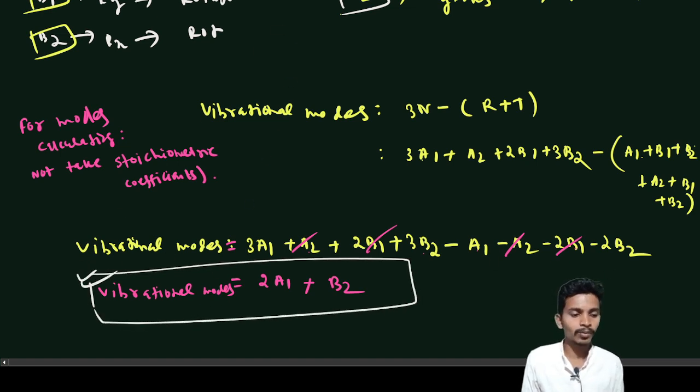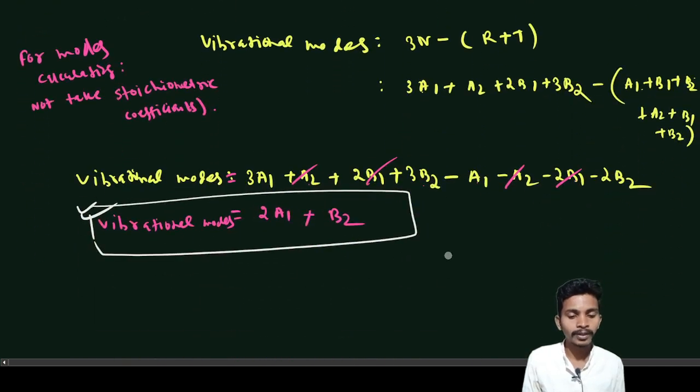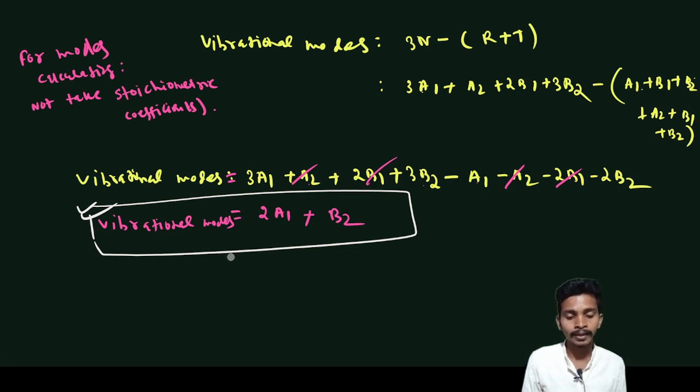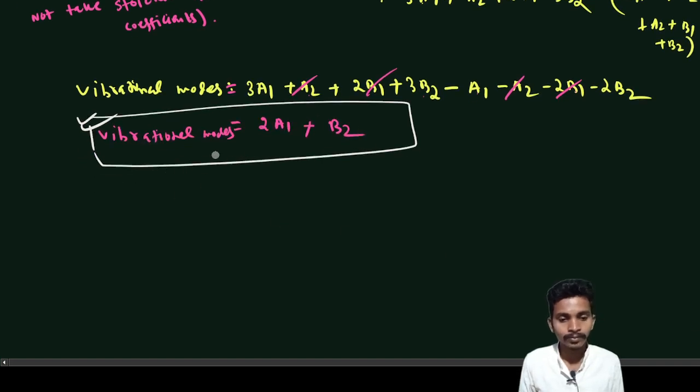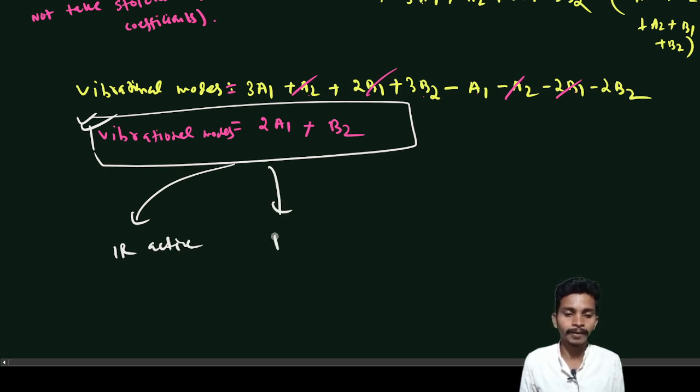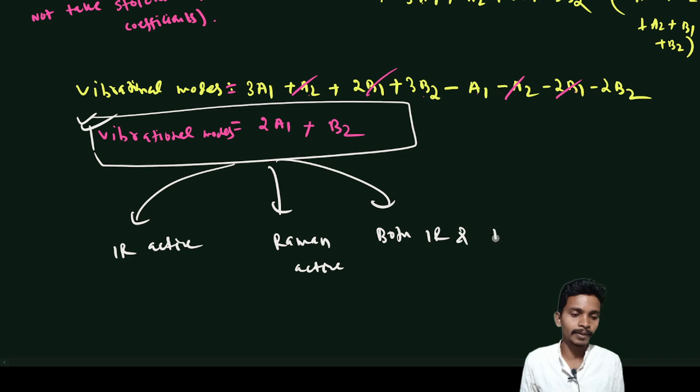From the vibrational modes, we will calculate whether these are IR active, whether these are Raman active, or whether these are both IR and Raman active. So after calculating the vibrational modes, we will look at whether these are IR active, Raman active, or both IR and Raman active.